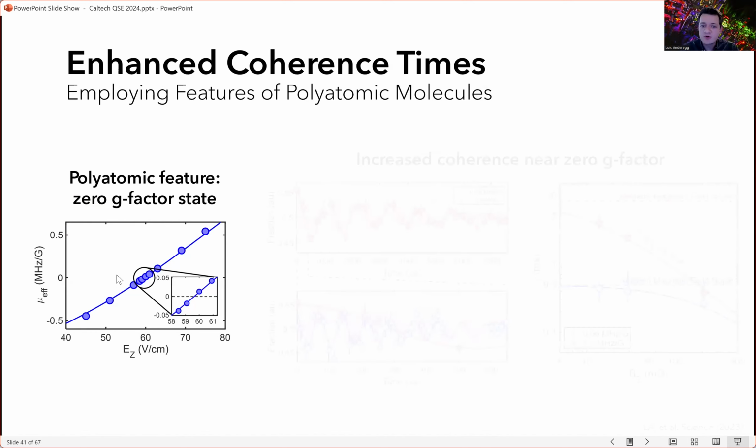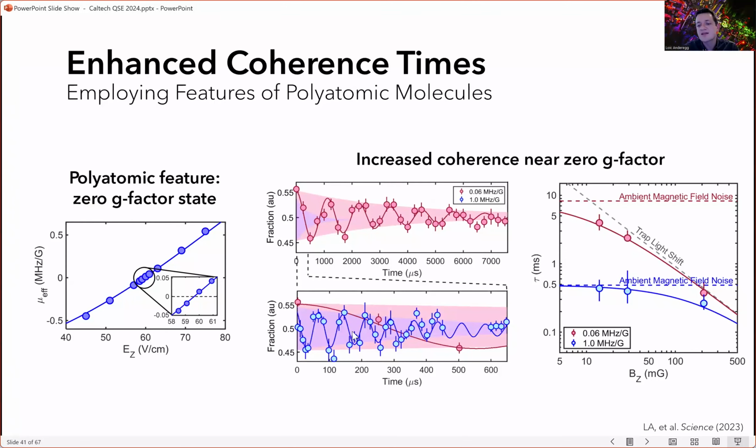And when we do this, we see that we are able to dramatically increase the coherence times available to us. Any sort of ambient magnetic noise would typically cause dephasing. And when we approach this 0 g factor state, you can see that we dramatically increase the coherence times that we have available.